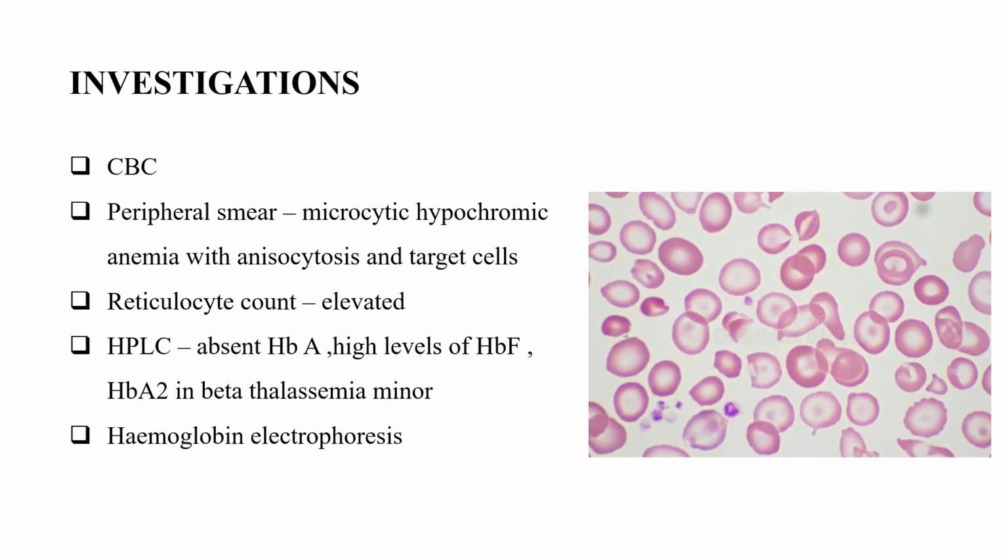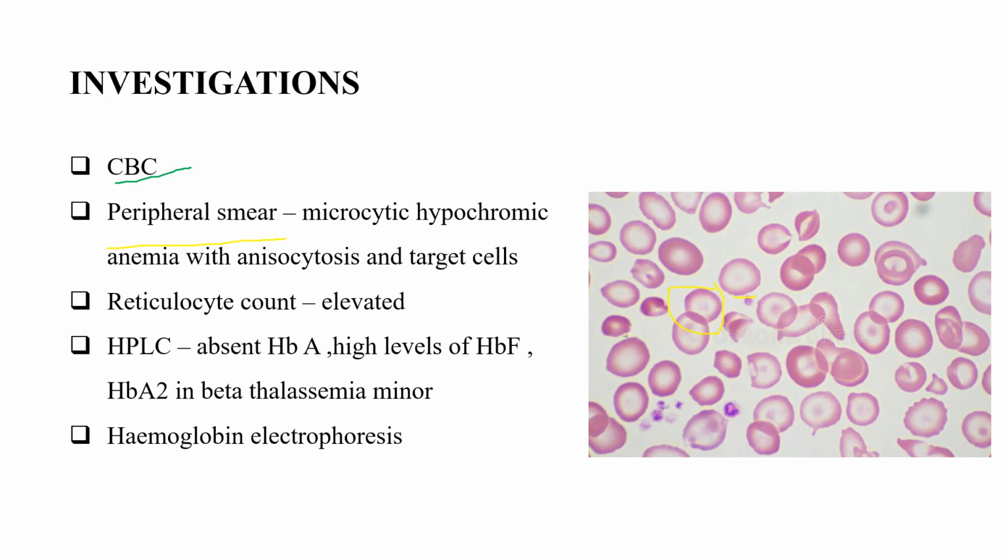Next, we have investigations. In investigations, first we will do complete blood count that shows hemoglobin that is reduced, and mean corpuscular volume and mean corpuscular hemoglobin will be reduced. And mainly we will come to the peripheral smear. In peripheral smear, if you look at the RBCs, they are microcytic and hypochromic, and some cells are varied in shape, leading to anisocytosis. And the characteristic finding is this target cell.